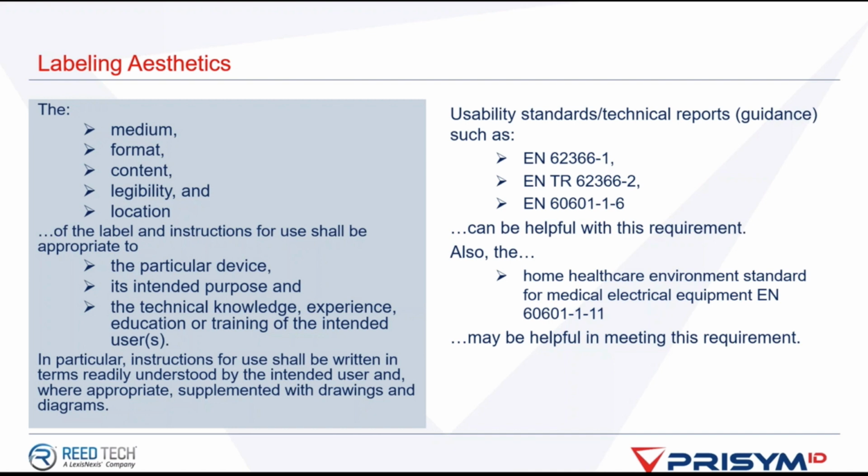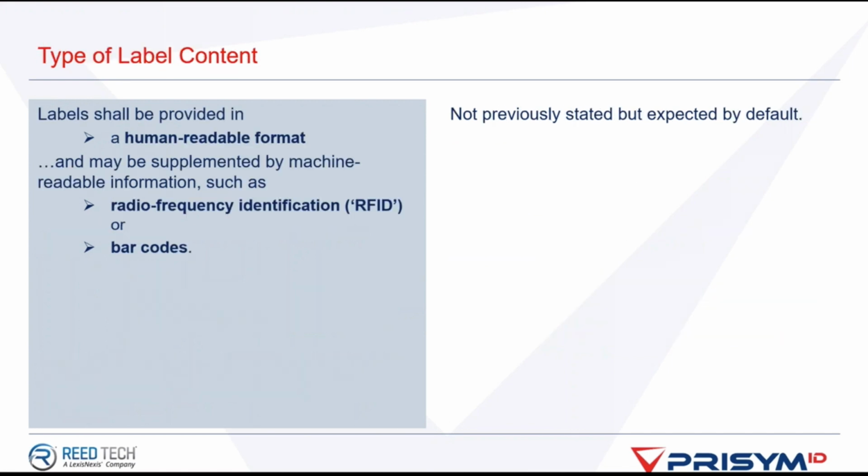The label, it wasn't stated in MDD, but labels are always expected to be clear and allow content to be human readable and to push things across. But we now have the addition of eIFUs, etc. So you've got to not only manage your data on your label, that data has then got to be consistent across all the technologies you're using and pushed back in a timely manner.